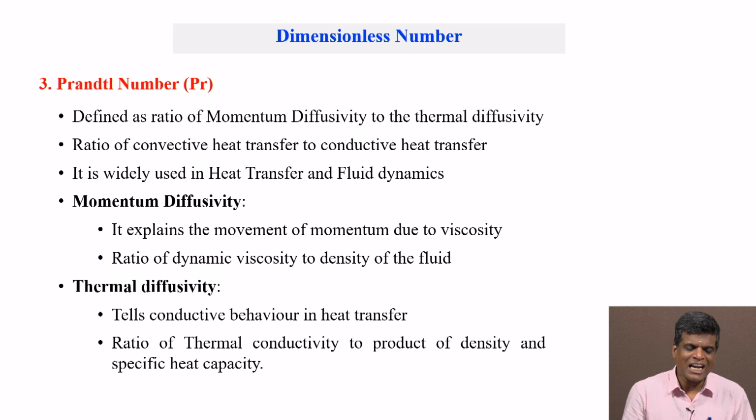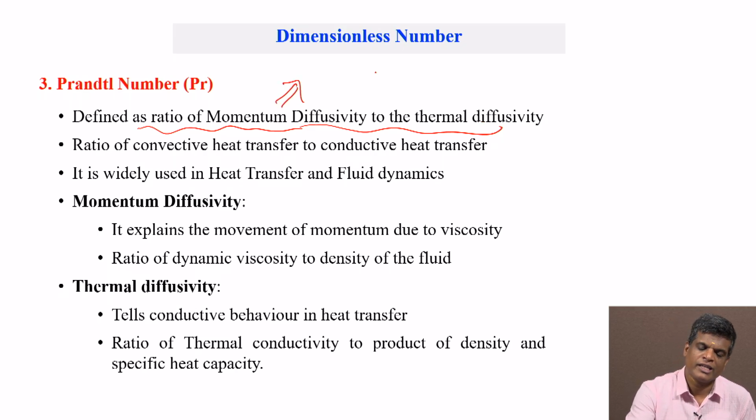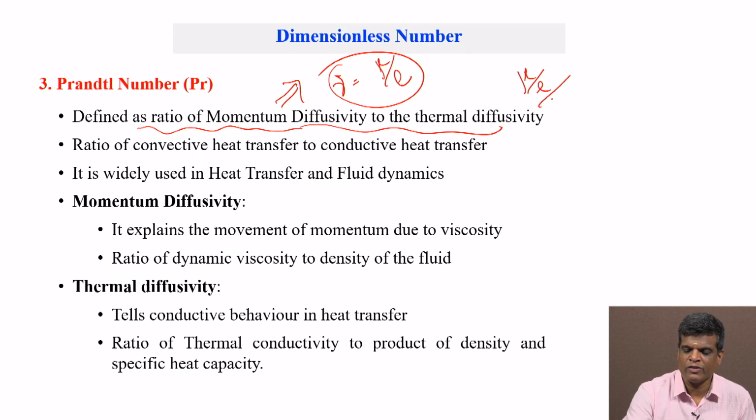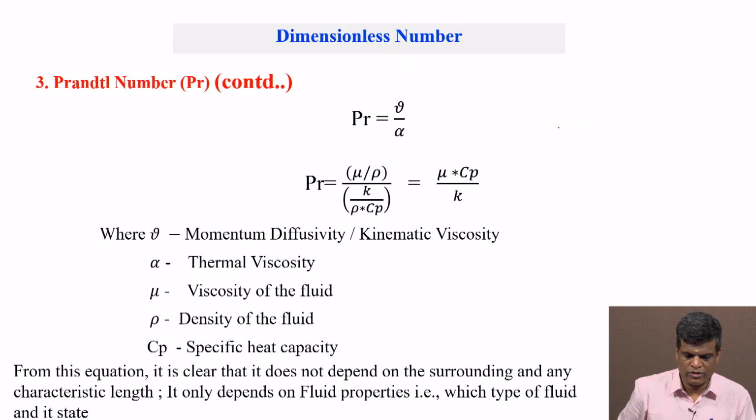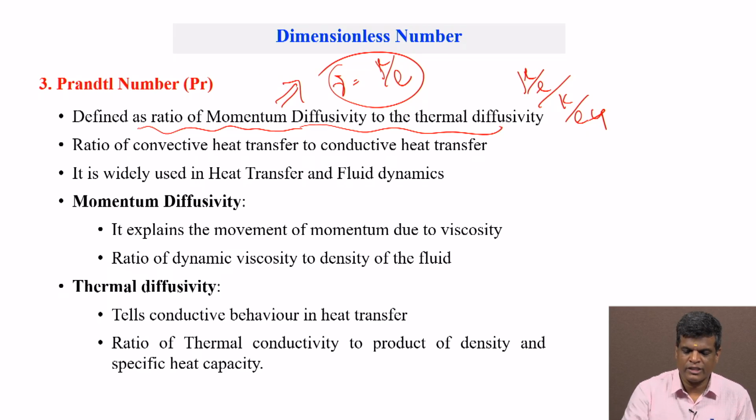Next, what is the Prandtl number? The Prandtl number defines the ratio of momentum diffusivity to thermal diffusivity. What is the momentum diffusivity? We always write momentum diffusivity as mu by rho, which is like kinematic viscosity. Then the thermal diffusivity is k by rho Cp. So momentum diffusivity is mu by rho, and thermal diffusivity is k by rho Cp.